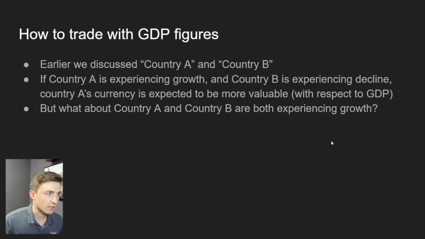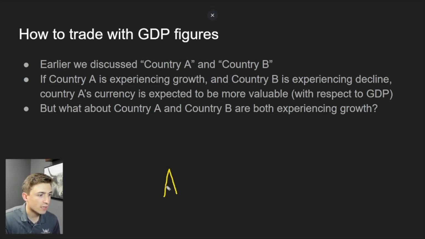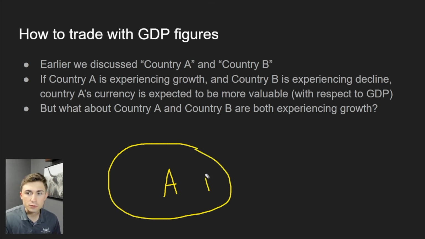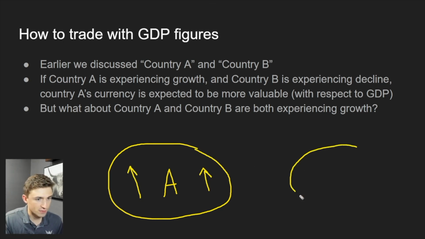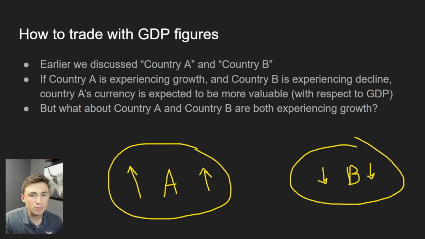Now, fun stuff. How do we actually trade GDP figures? Let's say that we go back to our concept with country A and country B. If country A, and we'll draw some stuff out here, is experiencing a lot of growth, okay? Things are good, things are on the up and up, and country A is experiencing a boom. And country B is experiencing the opposite. In this case, it's pretty obvious where you would want to invest. You'd probably want to say, well, I'd rather sell this and go buy this.